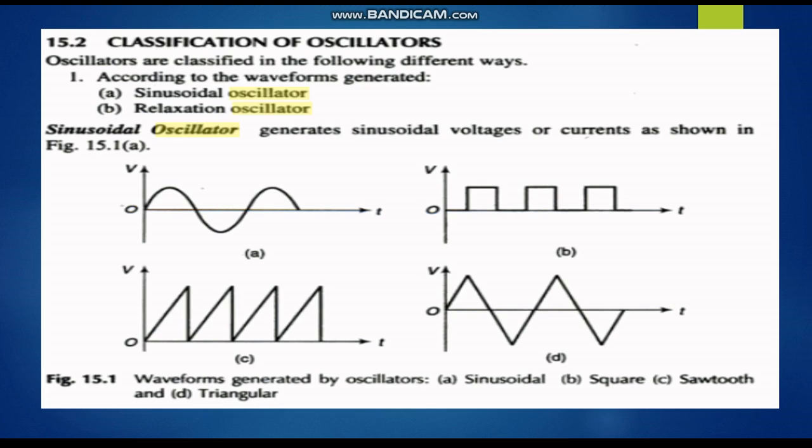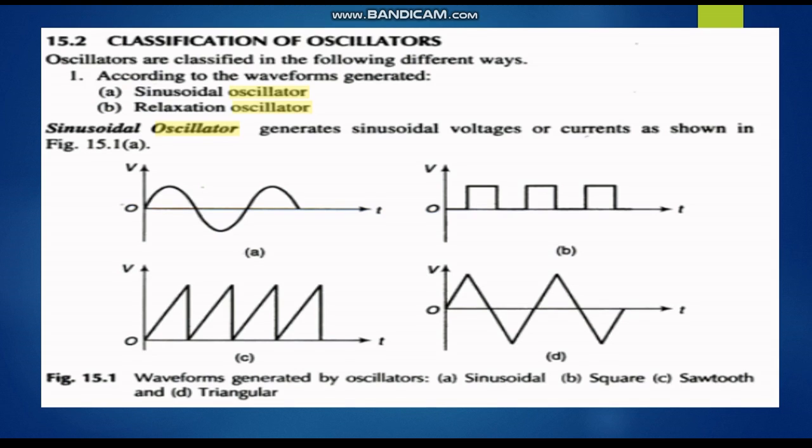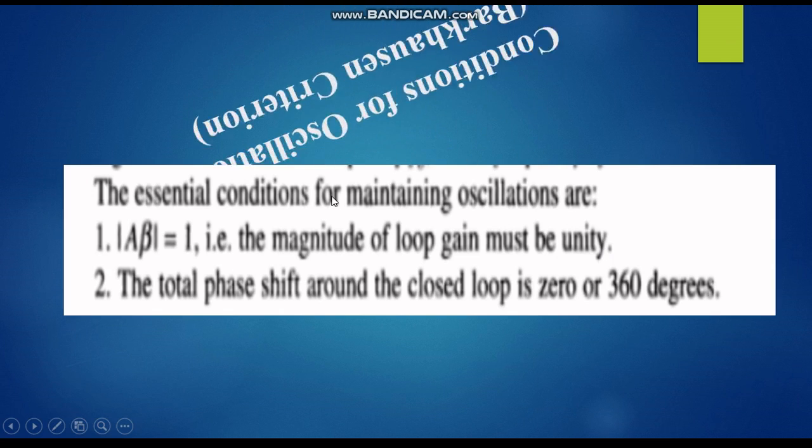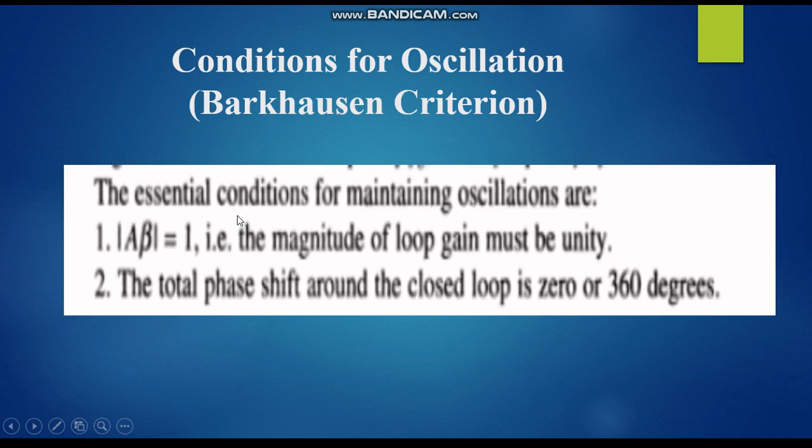Next, the conditions for oscillations, that is the Barkhausen criterion. Mainly two conditions we are going to see. The essential conditions for maintaining oscillations are: modulus of A times beta equal to 1, that is, the magnitude of the loop gain must be unity. Second condition: the total phase shift around the closed loop is either 0 degrees or 360 degrees. These are the two important conditions for maintaining oscillations. This is a very important 2-mark question. They will ask to state the Barkhausen criterion, and they will also ask it in MCQ questions.